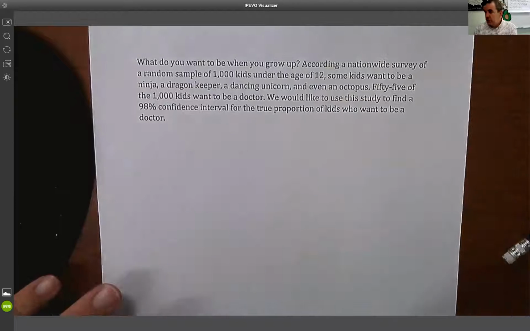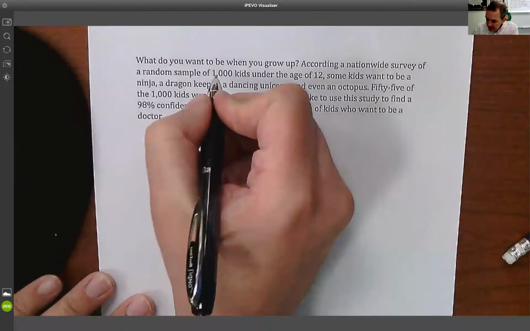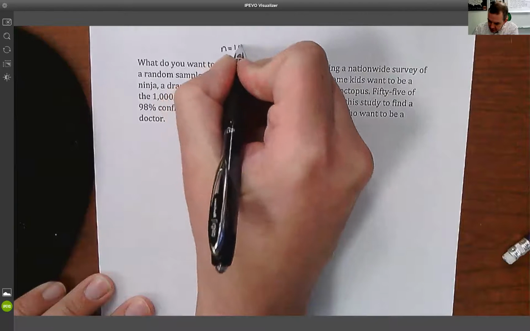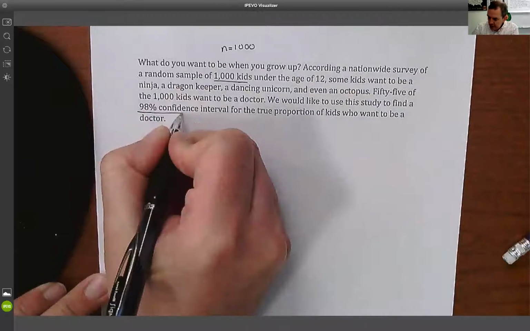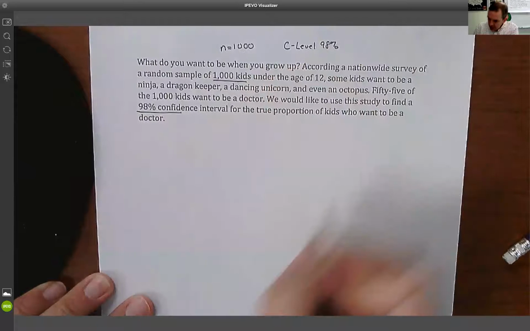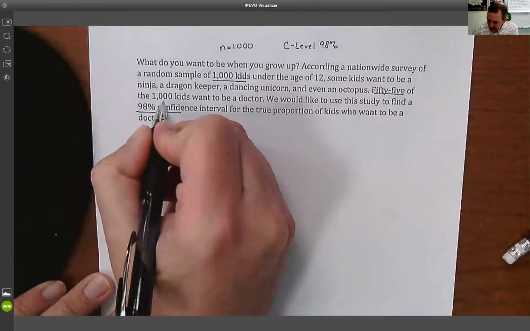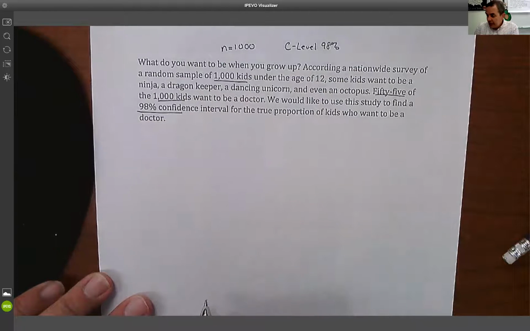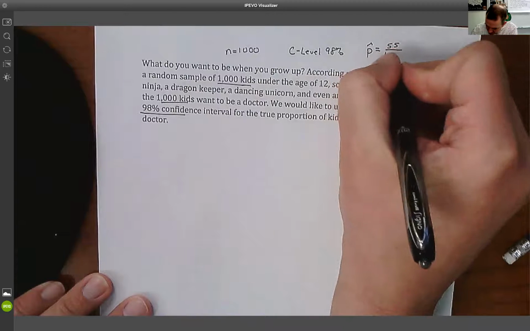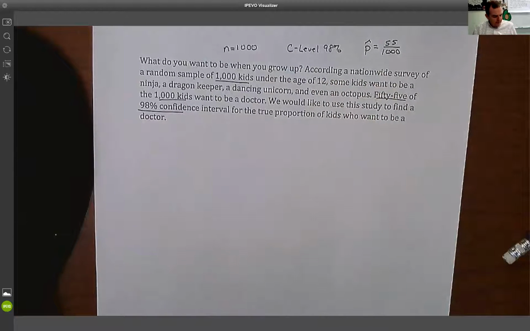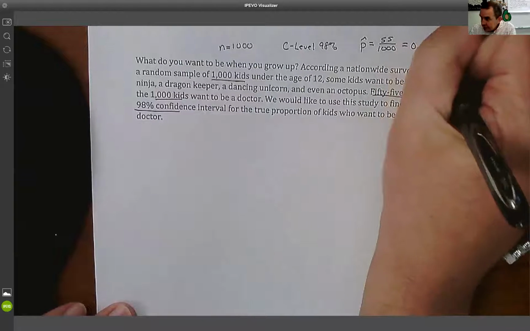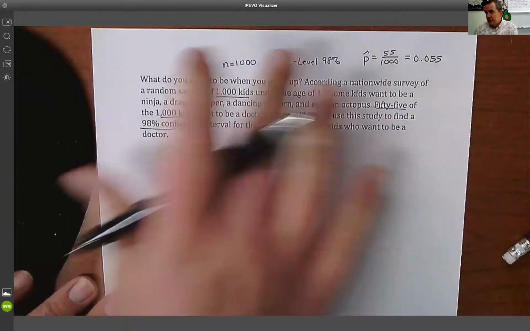So here's the deal. In this process, we're given a lot of information. We're given the sample size, which in this case is 1,000. We're also given the confidence level, so we know that we're going to be doing a confidence level of 98%. And we're also given some numbers here. We know that 55 out of 1,000 want to be a doctor. So P hat is 55 out of 1,000, and when you do that, you get 0.055. It's important to make sure you have that P hat. So this is the information we're given.